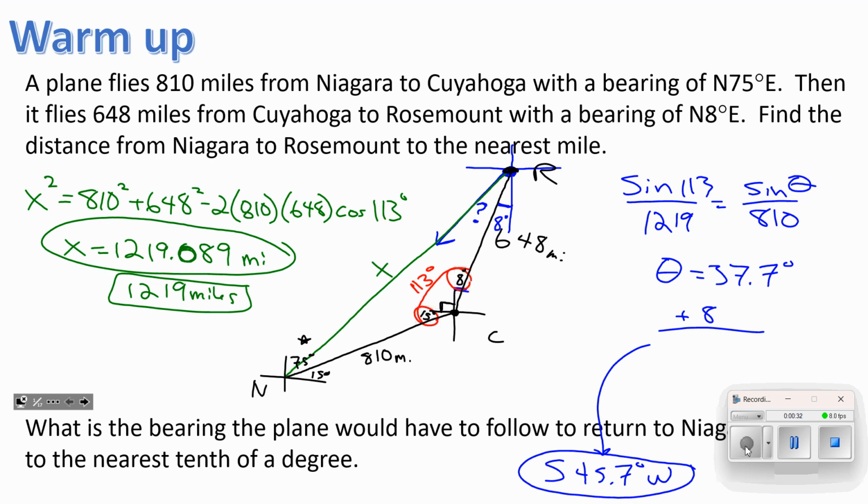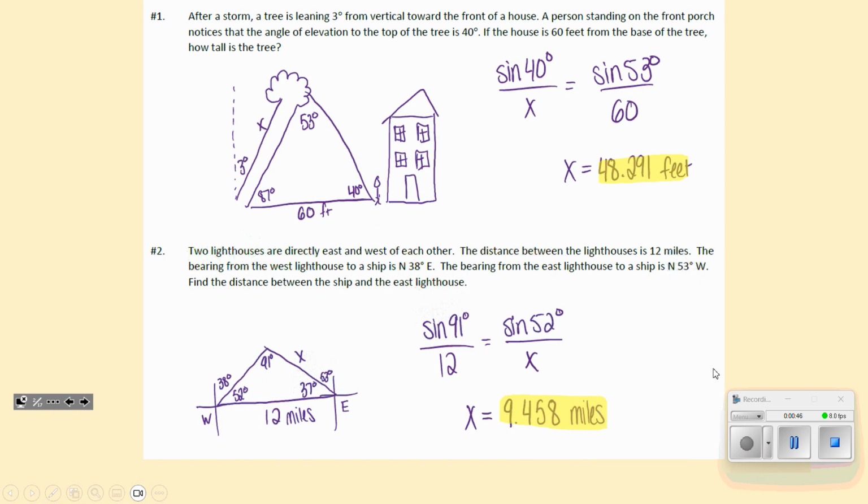I have found the angle at Rosemont, added 8 because I want the bearing to return, which would include that 8 from the alternate exterior angles. South 45.7 degrees west. All right, you can pause if you want.